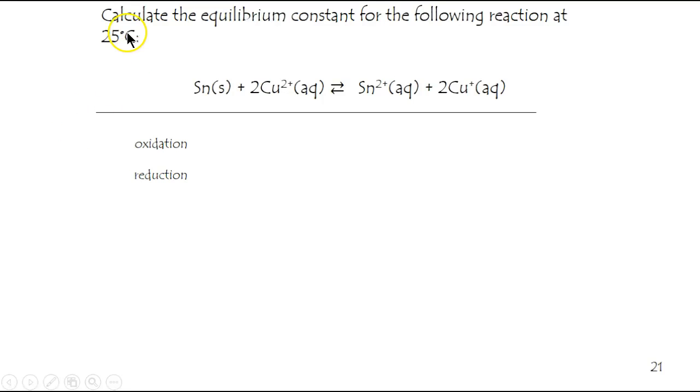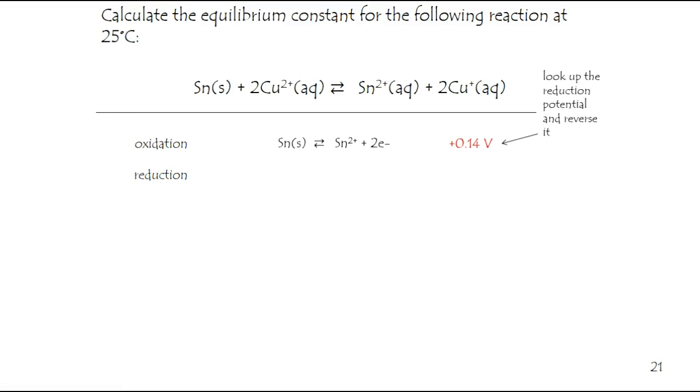Screencast 20.16. Let's calculate the equilibrium constant for a cell. This could just as easily be a single replacement reaction. It doesn't matter, but in either case we can divide this up into its oxidation and reduction half reactions. Tin is being oxidized to tin 2 plus. Copper ions are being reduced to still copper ions, but from 2 plus to 1 plus.